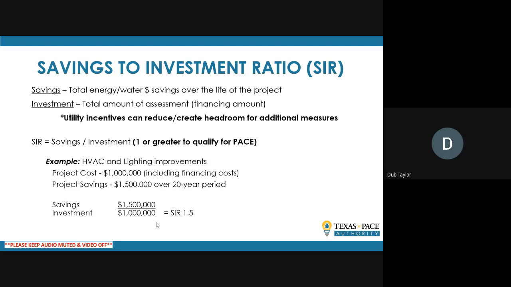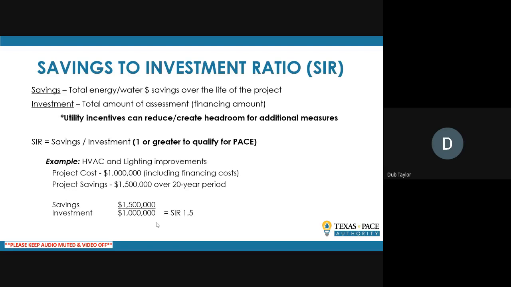And utility incentives can be very helpful here because in a lot of cases, you may have a project that doesn't quite clear the payback or the SIR threshold. However, utility incentives, if they can be secured, essentially can act as an owner's contribution or as cash contributed to the project to buy down the cost so that it does clear that SIR requirement.